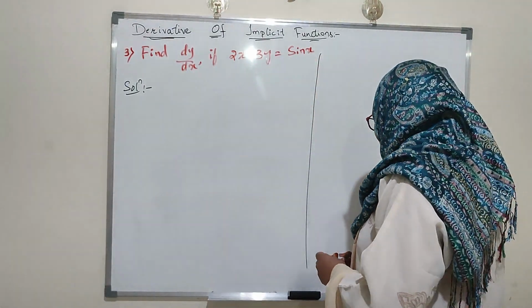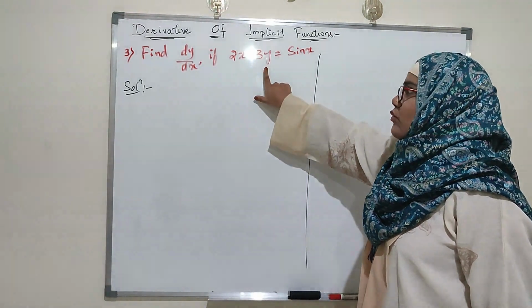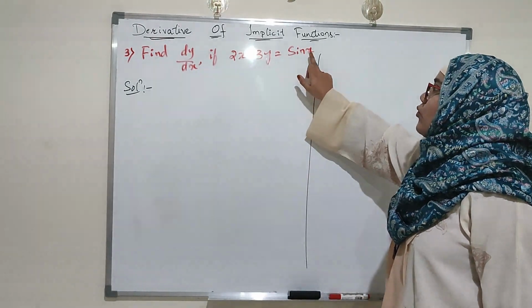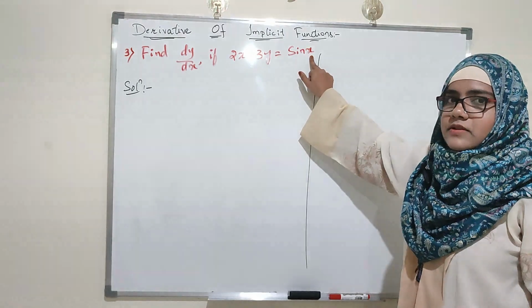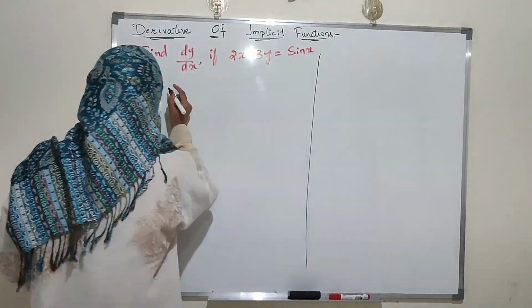Okay. In this question, we have two variables x and y along with the constants 2 and 3. Okay. And one trigonometric ratio, sine, which has angle x. Now we have to find dy by dx for this function. Now write first the given.